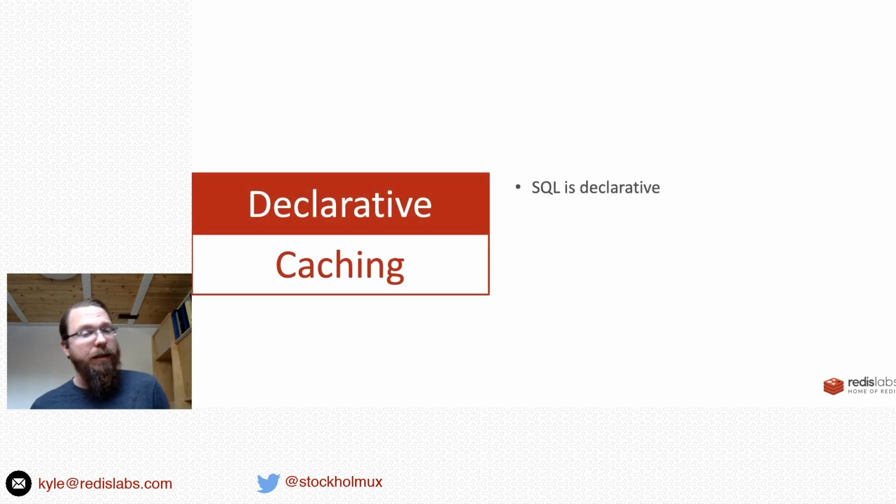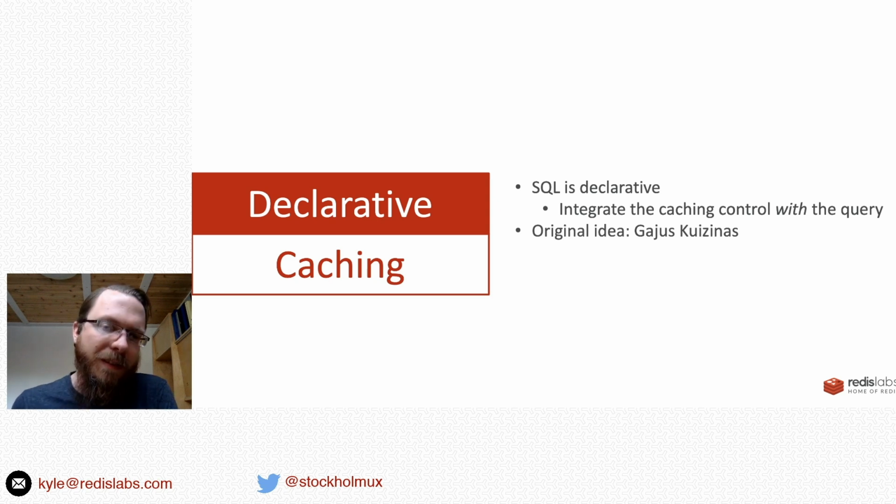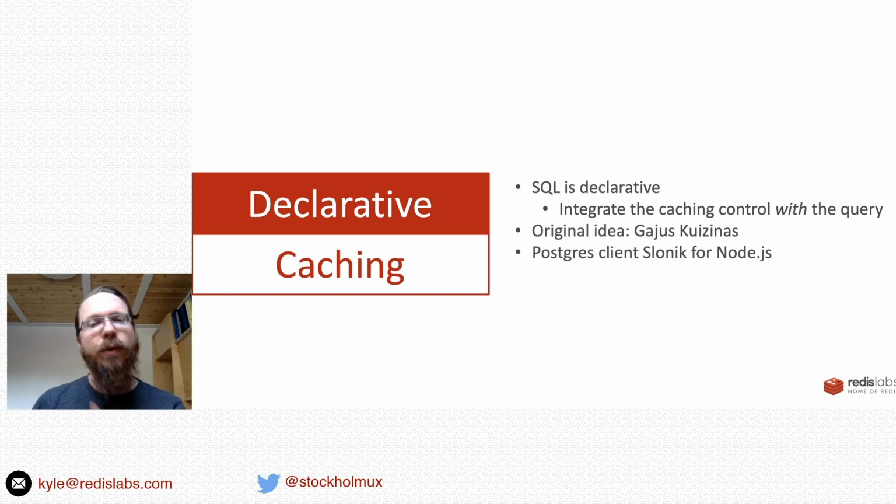Well, SQL is in itself declarative, as is Redis and a lot of other things that we run into. And so we can try to integrate the cache control with the query in declarative caching, which is kind of an interesting step. The original idea for this is Gajus. He's the author of Slonik, which is a Postgres client for Node.js. And he has this concept called interceptors. I like to think of them almost as middleware. It's going to go in and intercept certain parts of it and then be able to perform actions on it before it even gets to the database.